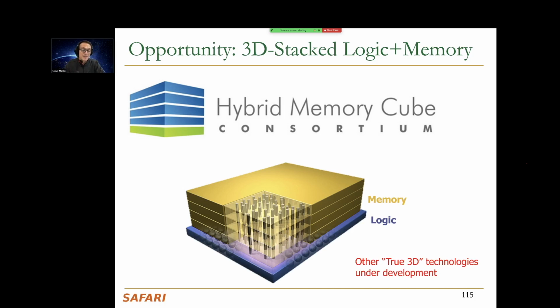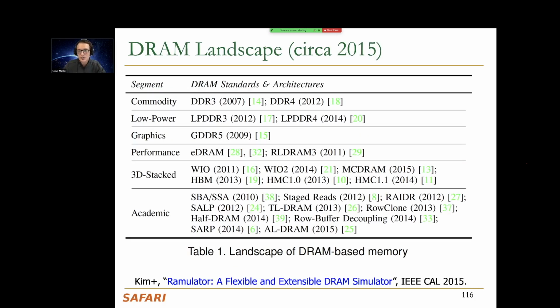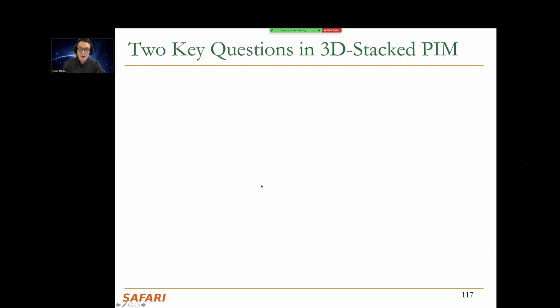And I believe true three-dimensional technologies, like the monolithic three-dimensional technologies or the N3XT work at Stanford and other places, are very interesting as well going into the future. But I'm not going to talk about those emerging technologies. I'm going to talk about more 3D-stacked traditional technologies, and these clearly exist as early as the 2010s or so, and they're improving going into the future.